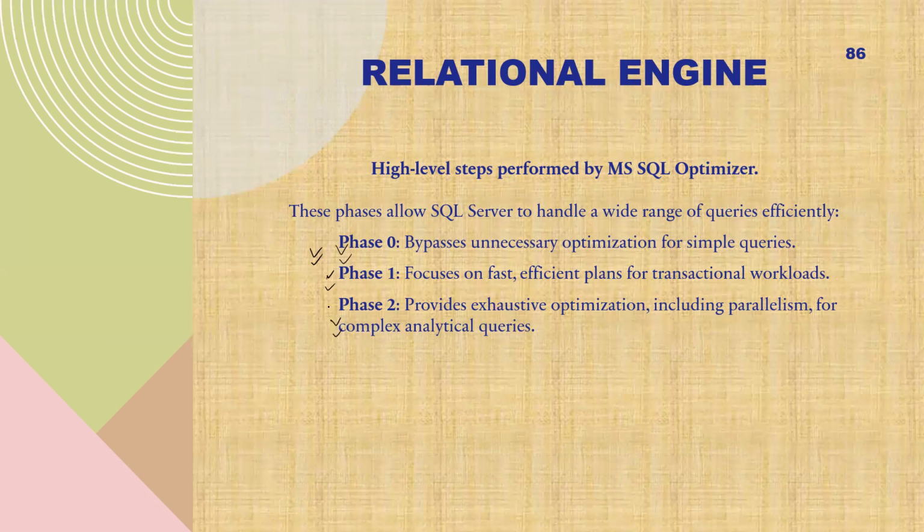Suppose we have very simple queries, a query which does not require any optimization, so this will go into phase 0, right? Phase 1 is focused on a fast and efficient plan just for the transaction. Suppose we have a banking project, what does it require? It requires fast processing, so it will go for phase 1. And what does phase 2 do? Suppose we have some big queries which require exhaustive optimization. In that scenario, it will go with phase 2.